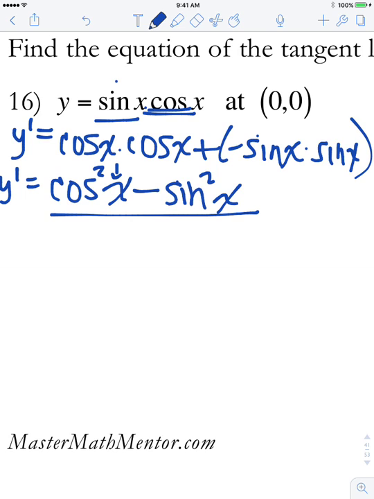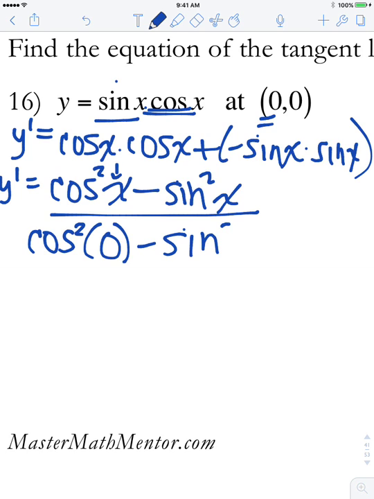Okay, so now let's evaluate the x value that we're given. So the cosine squared of 0 minus the sine squared of 0. Well, cosine squared of 0 is 1 because the cosine of 0 is 1 and 1 squared is 1. And the sine of 0 is 0 and 0 squared is 0. So my slope is 1.